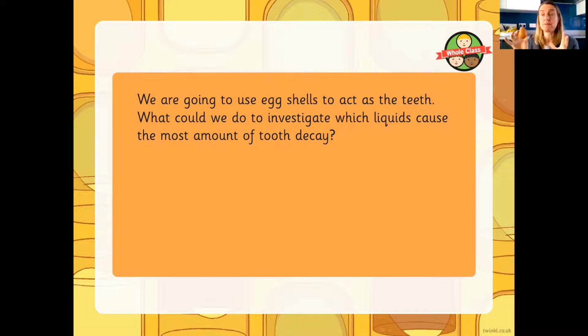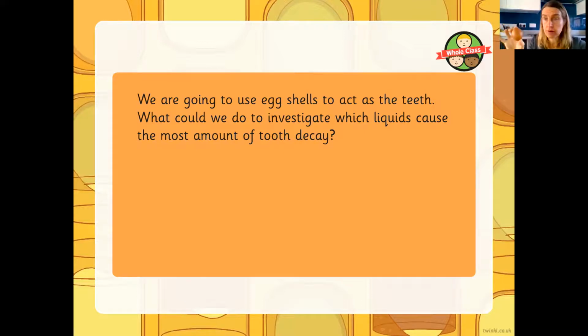If you want to carry out this investigation yourself at home, you can also set this up. But you will need to get someone to help you hard boil the eggs, and you do need 6 of them. So if you don't want to do it at home or you haven't got the resources, that's absolutely fine. It's not a problem at all, okay? So each egg is going to be representing a tooth, and this shell is the enamel, okay? So we want to investigate how different liquids cause differing amounts of tooth decay.